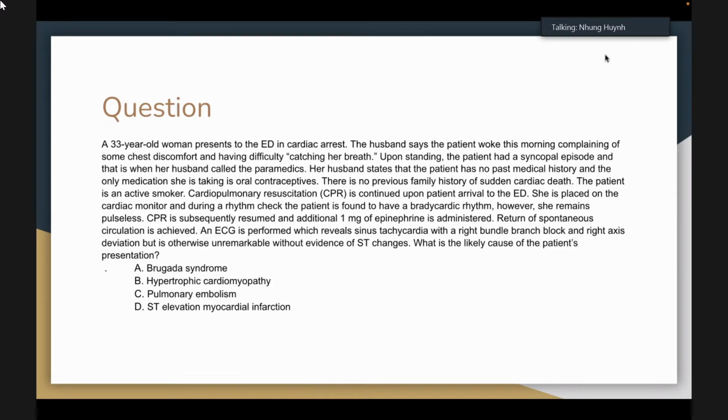I think the answer is A. I'm not sure, but maybe C, but I choose A. Because she has sudden cardiac death, and the ECG showed the right bundle branch block and the right axis deviation. I'm not sure about A or C, but I choose A. Maybe that. I feel like maybe it's C, just because for Brugada I'd expect some EKG changes.